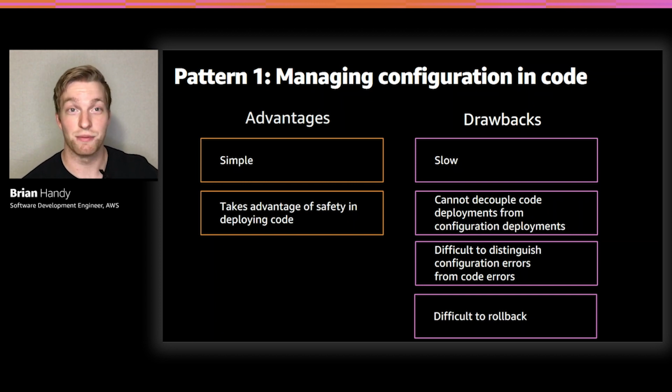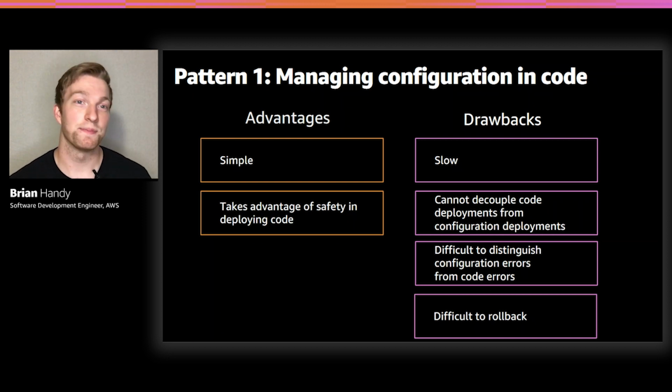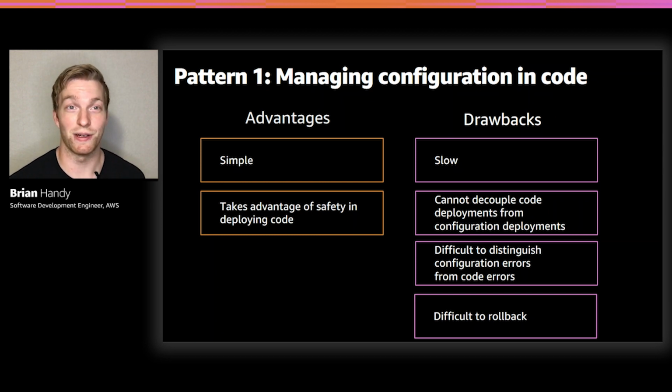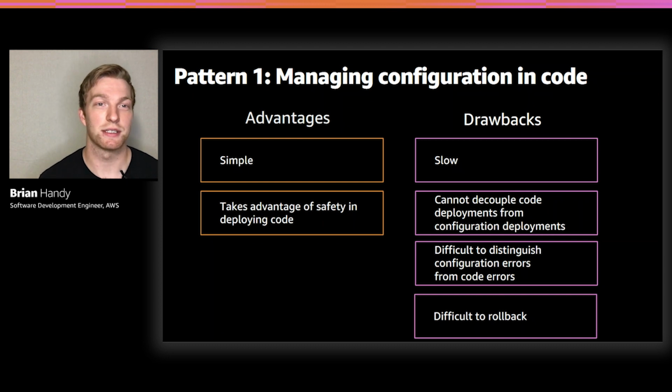Now, the drawbacks to managing your configuration in code are also connected to the fact that now your configuration deploys alongside your code. First of all, this means that deploying your configuration is slow. If you're managing a global application, it can take hours or days, or if you have any problems in your pipeline, even weeks to deploy code updates worldwide. And it'll take the same amount of time to deploy your configuration updates.